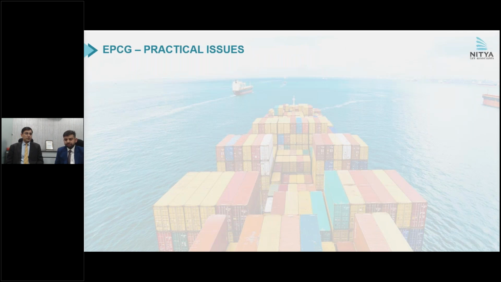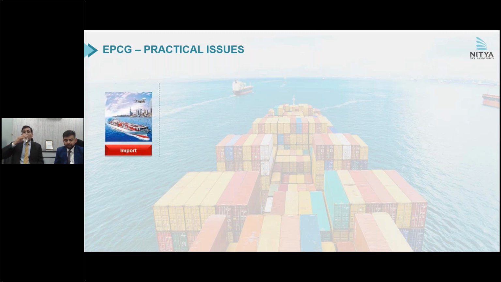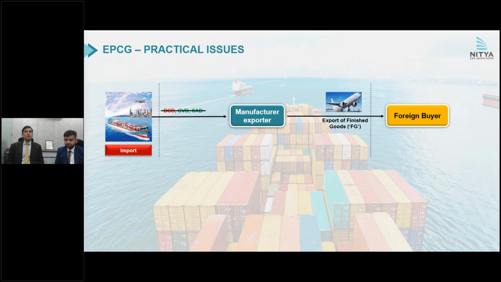There are certain examples which are very important, which we thought to discuss with you. One is, suppose an importer imports the capital goods. In that case, he is not required to pay, suppose he paid BCD, CVD and SAT in the previous regime, prior to the GST regime, and exports the goods thereafter.